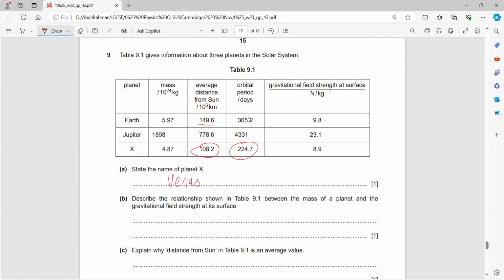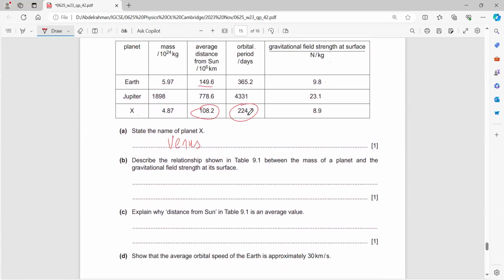Describe the relationship shown in table 9.1 between the mass and the gravitational field strength, which is quite obvious. As mass increases, the gravitational field strength increases. Definitely, yes.